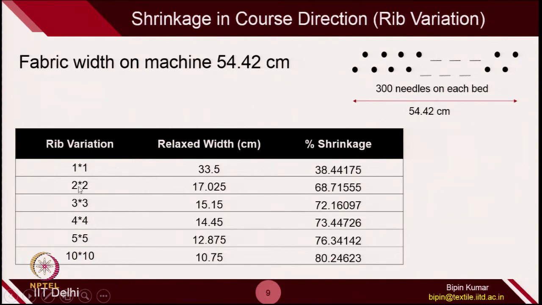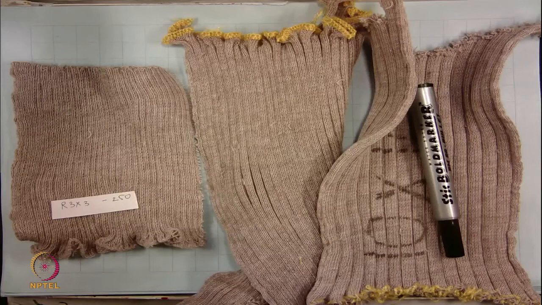If you see 1 cross 1, the shrinkage is 38%, but if you see 10 cross 10, the shrinkage is 80.24%. So, naturally, with more and more rib variations, more technical front and back loops alternatively, you can have a higher percentage of shrinkage.